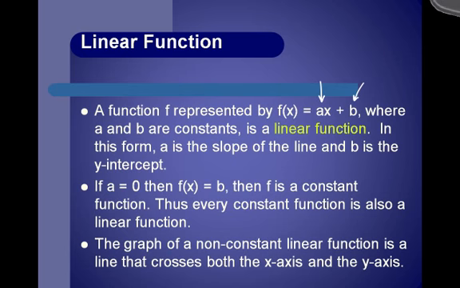The graph of a non-constant linear function is a line that crosses both the x-axis and the y-axis. Therefore, it's not a vertical line and it's not a horizontal line, but it's a line that is slanted somehow.